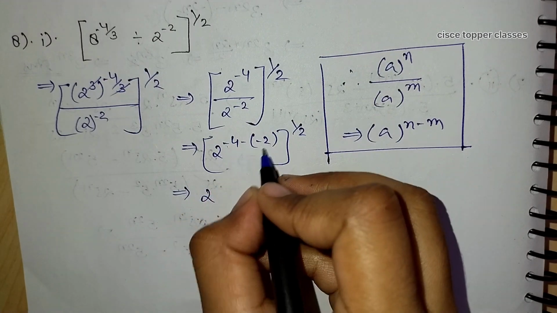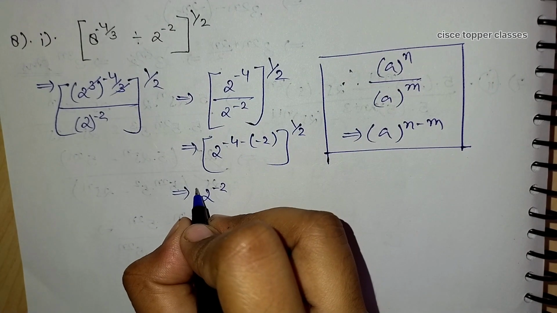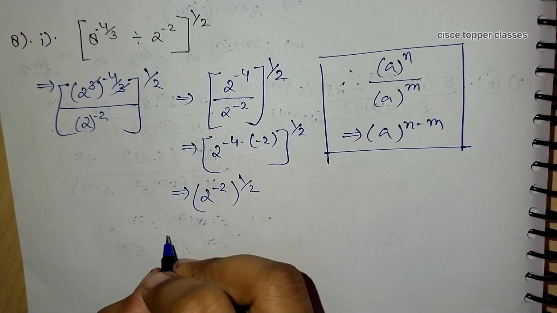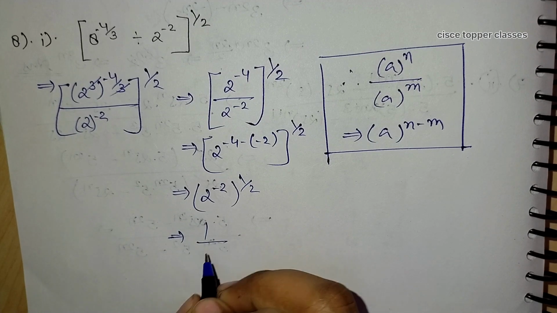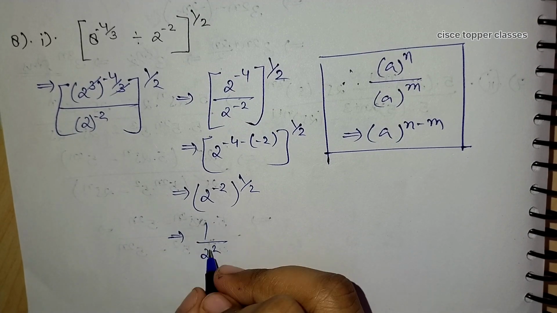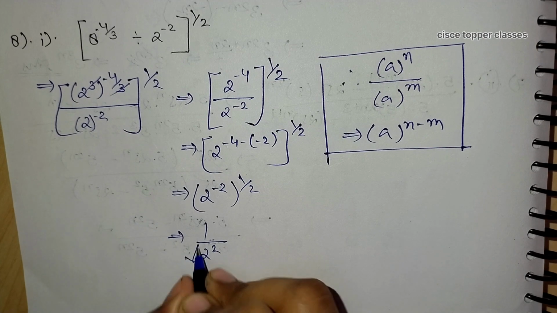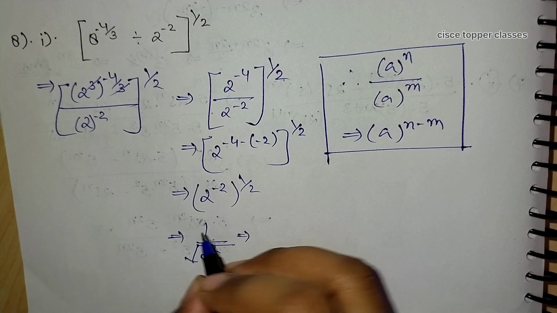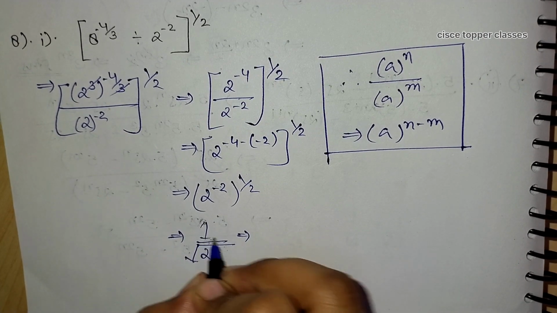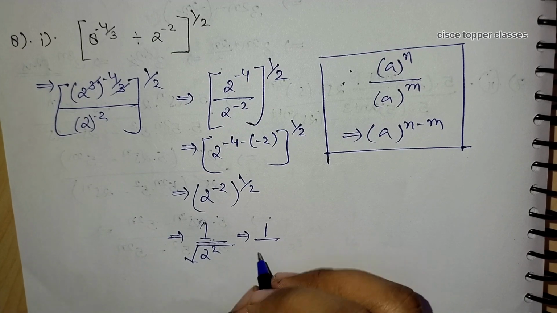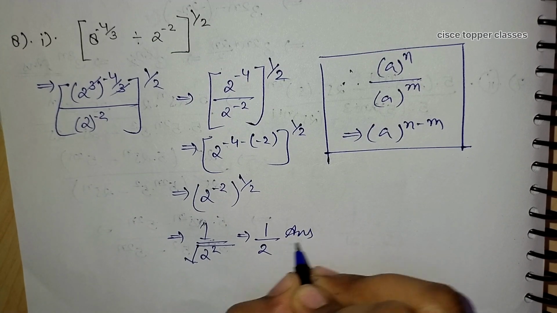So 2 minus 4 plus 2 as minus 2 only, and here it will be under root 1 by 2 whole square. On taking reciprocal, minus will be out here, and here now we can take as under root. So simply 1 under root is 1 only, so we can write here as 2. So this is the answer here in this.